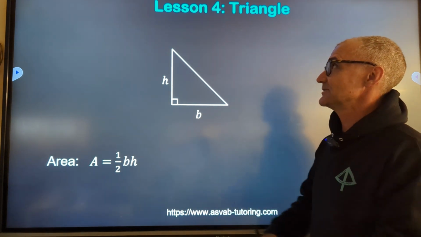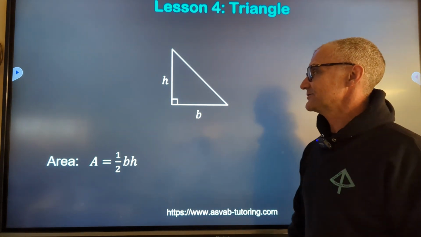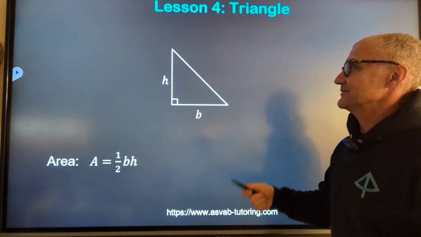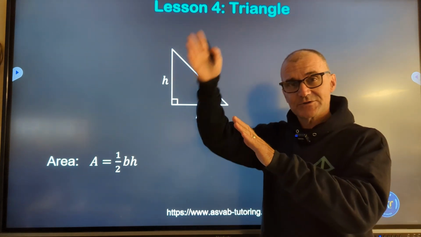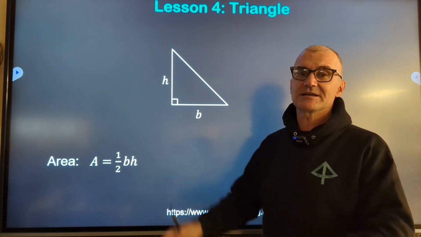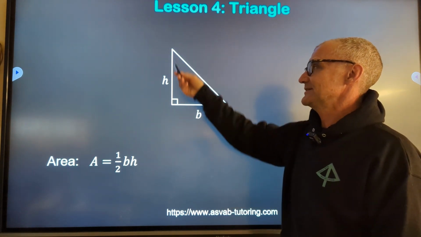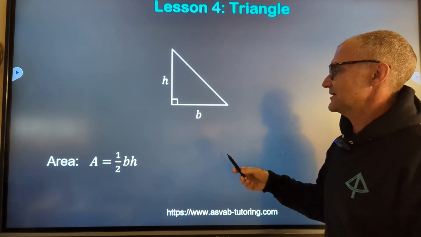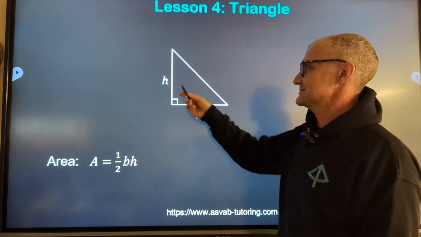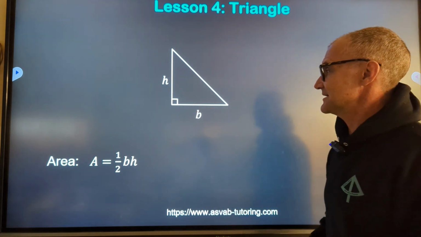So right triangles are a different class of triangles, but they're the most common kind. And no matter what triangle you have, you could always draw an altitude into it and create a right triangle. So this would be the base. This would be the height. The area of this triangle is going to be 1/2 base times height. And that kind of makes sense.